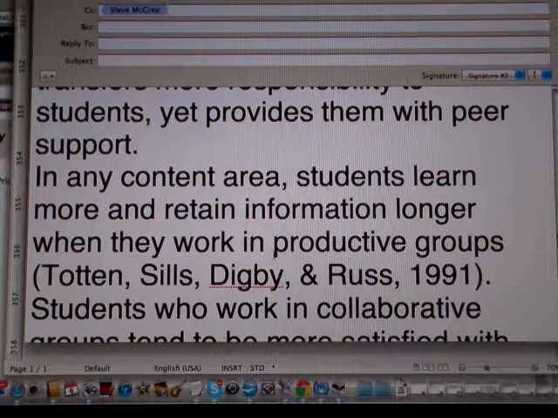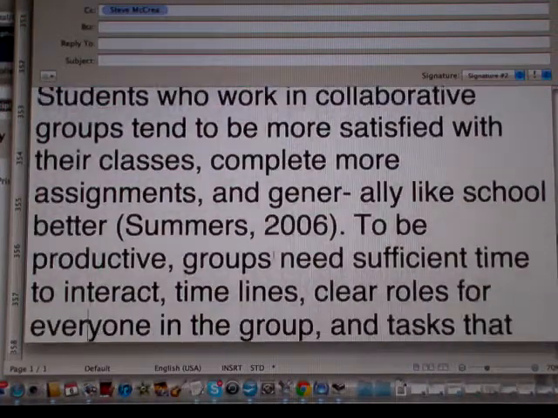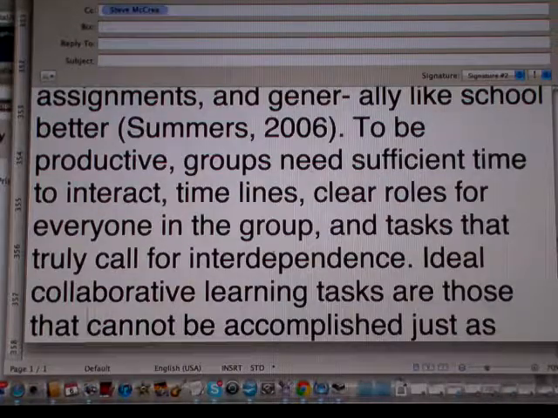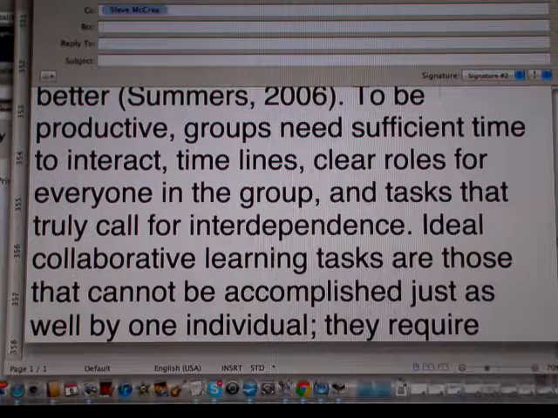In any content area, students learn more and retain information longer when they work in productive groups. Students who work in collaborative groups tend to be more satisfied with their classes, complete more assignments, and generally like school better. To be productive, groups need sufficient time to interact, they need timelines, they need clear roles for everyone in the group, and tasks that truly call for interdependence.